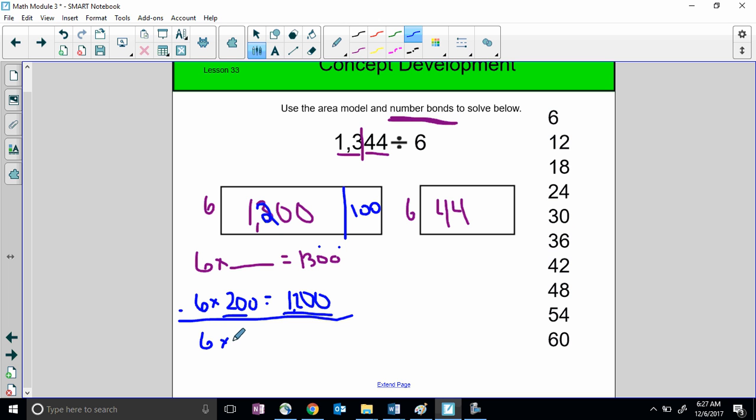6 times something gives me 100. Well, what I can do is add some of these numbers up to get close to 100. Right here I have 60, so I can start off with that. So I know at least I'm going to have a 10 here, because it's 6 times 1, 2, 3, 4, 5, 6, 7, 8, 9, 10. But I still have to go bigger, right?